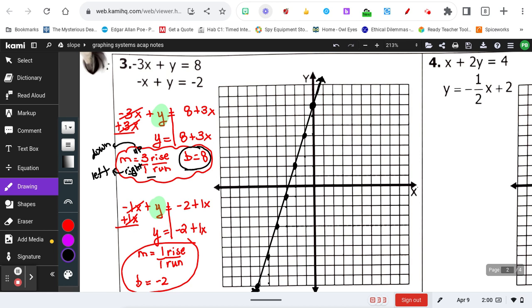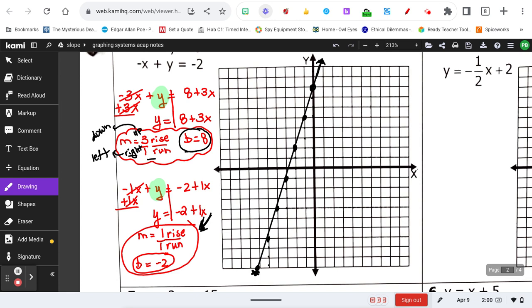Okay, let's go ahead with this one. This line has a slope of 1 over 1, but a y-intercept of -2. So I'm going to begin here at the y-intercept of -2. Because it's positive, I go up. My rise is positive, I go up. If my run is positive, I go right. Up 1, right 1.